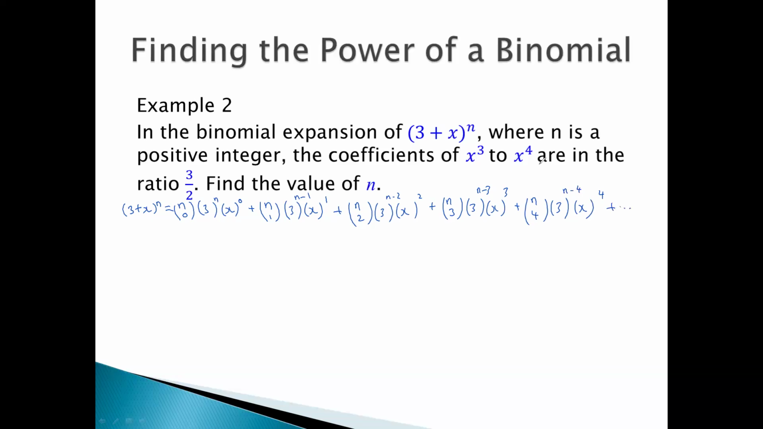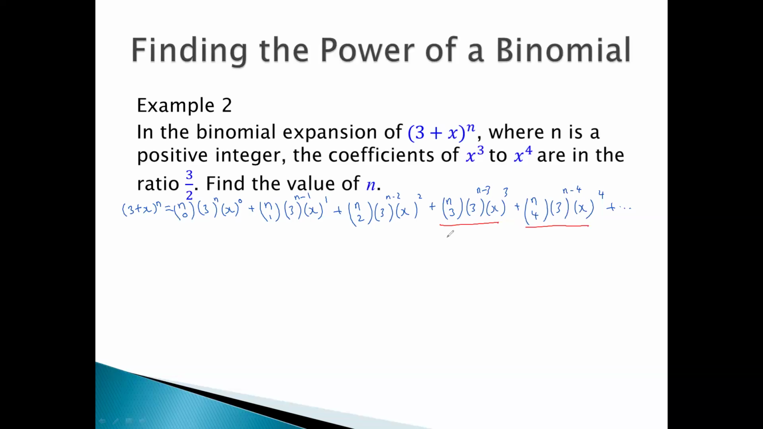Why did I stop here? Because I know I have my x to the power 4 term now. Okay, so if you take a look, these are the two terms that I need. And right now they are saying the coefficients of x cubed and x to the power 4 are in the ratio 3 over 2.